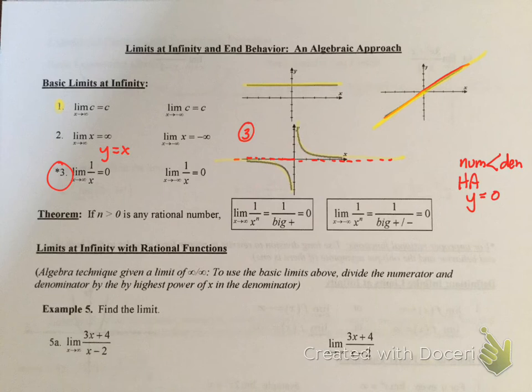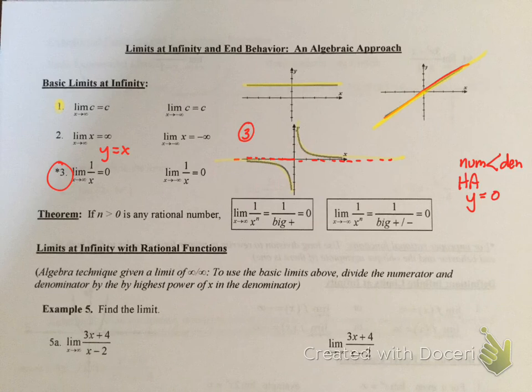All right, algebraic techniques. Given a limit of infinity over infinity, we have to use the basic limits above and divide the numerator and denominator by the highest power of x in the denominator. So what they're telling you in the notes is that if I have infinity over infinity, that's a no-no, because it gives you an indeterminate form, so it's no good. When that happens, we have to be clever and do something else.